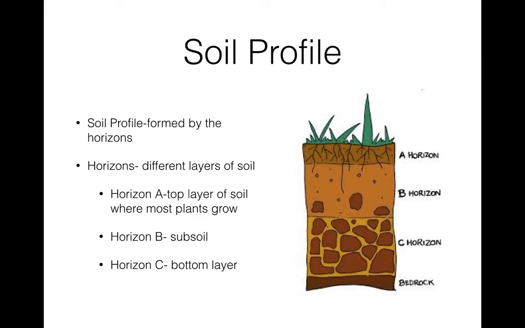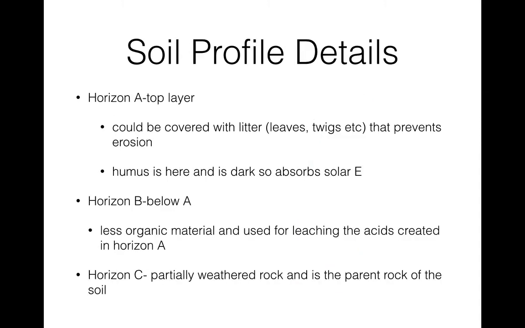If we take a cross section of soil, we call that our profile. And if we looked at the layers of the soil, and remember we call the layers of soil horizons, there are horizon A, B, C, and then bedrock. Those are the different parts. Horizon A being the top, horizon B being the subsoil, and horizon C being the bottom layer.